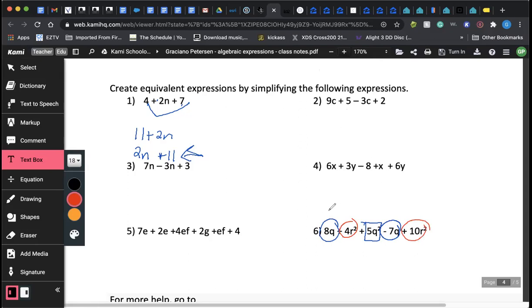So when you combine these, you're going to end up with just q. When you combine these two, you're going to end up with 6r squared, and you bring down the 5q squared. And then of course you have to rearrange it in order. When you put it in order, you're going to have 5q squared plus 6r squared plus q.